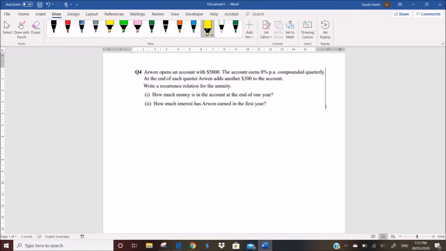So first, we've got to think that the $5,000 is going to be in there for the whole year, compounding quarterly. But we're also adding $300 to the account. So we can do the first part. We'll have our future value equals present value times 1 plus r to the power of n. So our r is going to be 8 divided by 4, which gives us 2%, or 0.02 as a decimal. And our number of time periods is going to be 1 times 4, because we're only looking at it for 1 year.